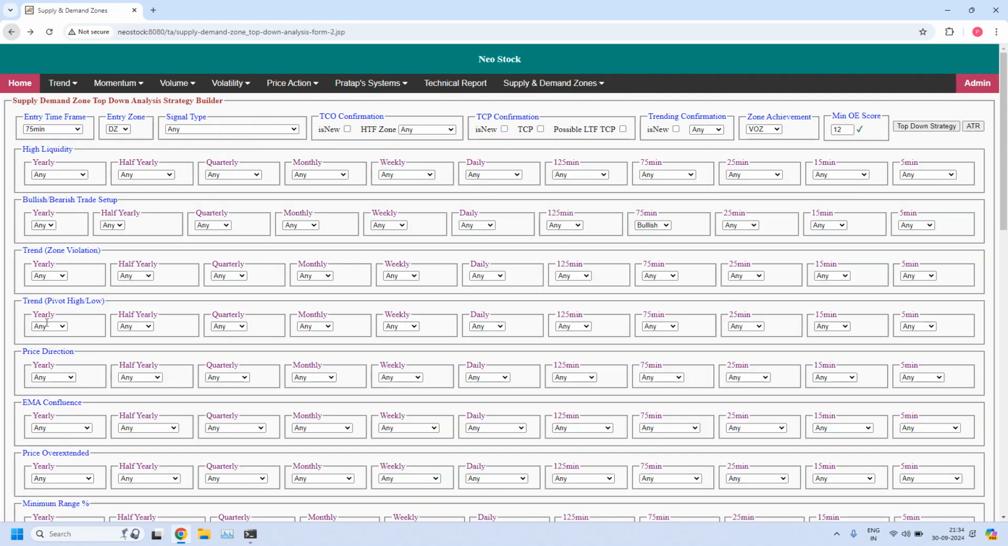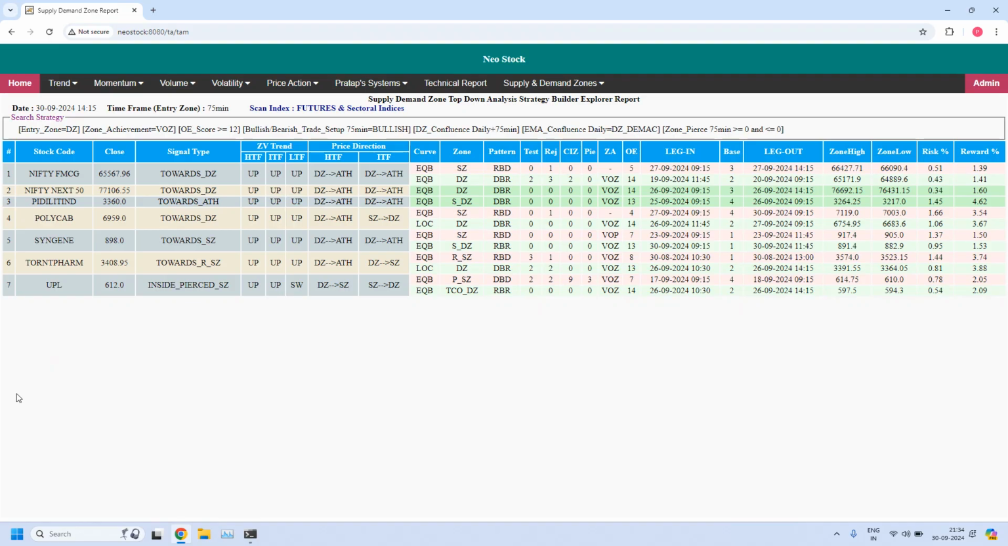So let's verify. So in the EMA confluence at a daily time frame, I am enabling the filter daily demand zone with daily EMA confluence. Now let's verify. 7 stocks. From 13, 7 stocks are filtered. All these zones are supporting bullish trade setup for weekly income trade. And these 75 minutes entry zones are part of the daily zone, and the daily zone is having daily EMA confluence, and also trend is uptrend. So these are the high probabilities setup supporting stocks.